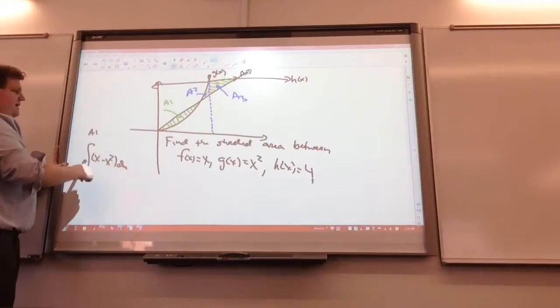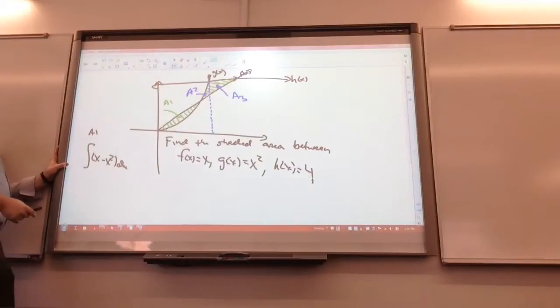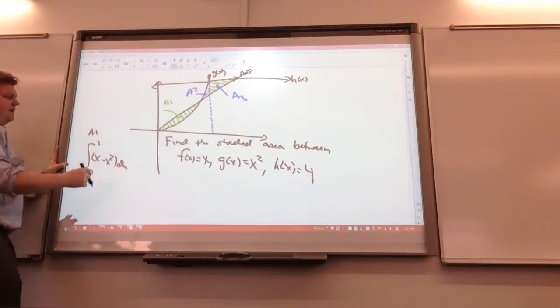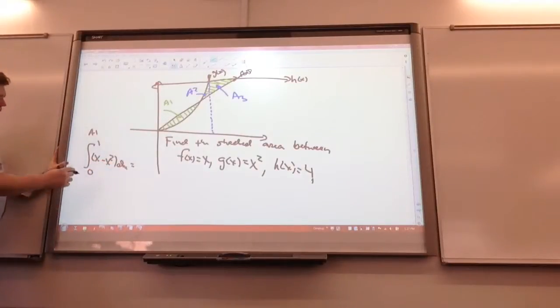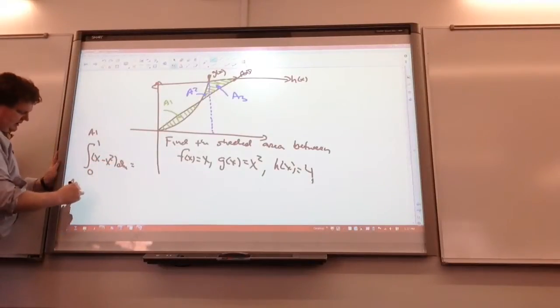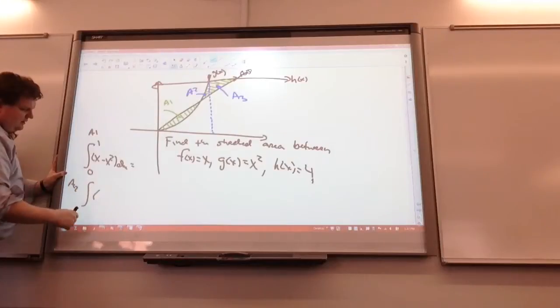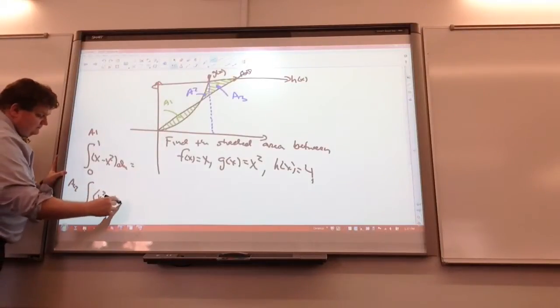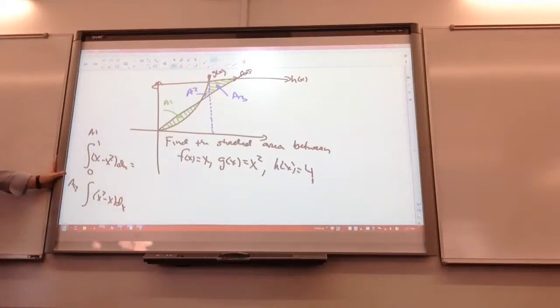And what would the numbers be? We did this in the previous problem. It would be from 0 to 1. That's area 1. What's area 2 going to be? It's x squared minus x this time, right? But then from where to where?